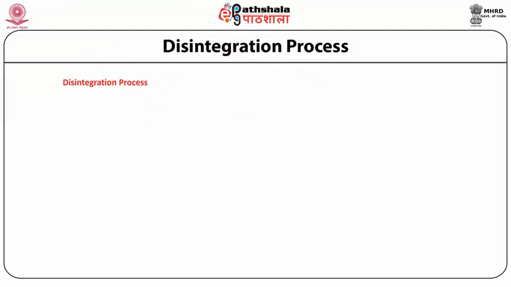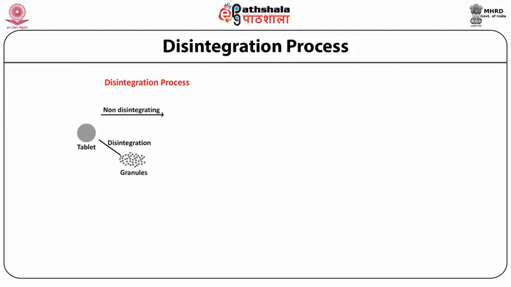Disintegration process. As we all know, a tablet is a concrete unit dosage form which requires disintegration first in the gastrointestinal tract, and then ultimately the disintegrated granules or particles show dissolution, which ensures that the molecules or the particles will be moving across the gastrointestinal tract.